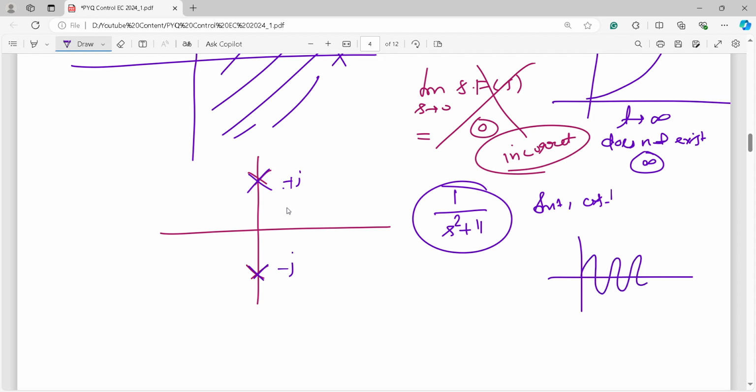All right, so the point is that here the final value does not exist because it oscillates. We don't know whether the value is positive or negative; it is oscillatory. So in this case also the final value does not exist, right? But let's apply the final value theorem.